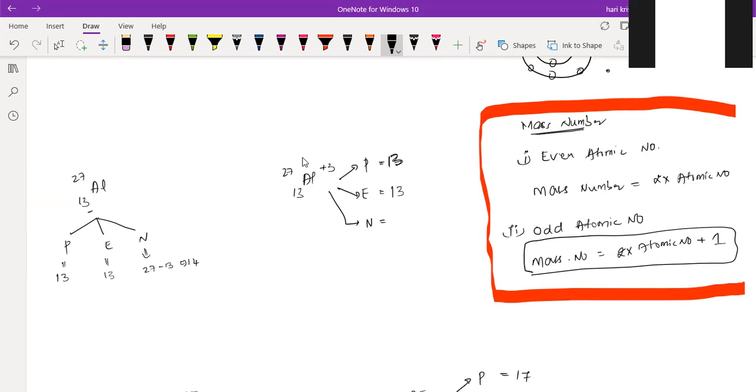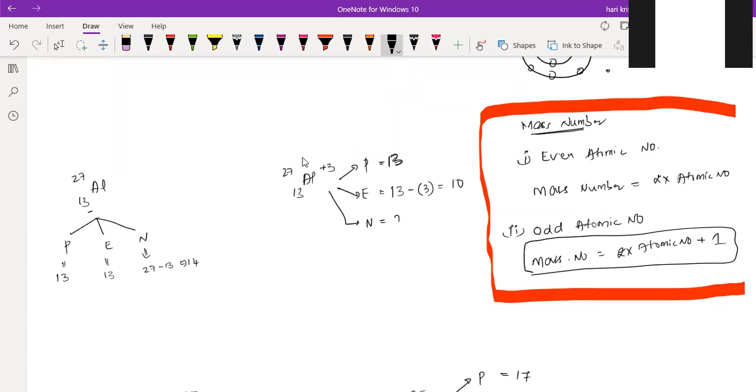But it is a charged species, right? Plus 3 charge is given. So 13 minus 3. You have to understand, it is not a neutral species, it is an ion. Ion means you have to take the charge also, right? So 13 minus of plus 3 means 13 minus 3, overall 10. Understand now? Okay. Yes.